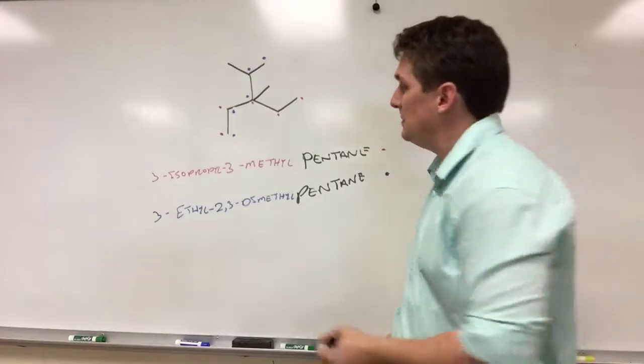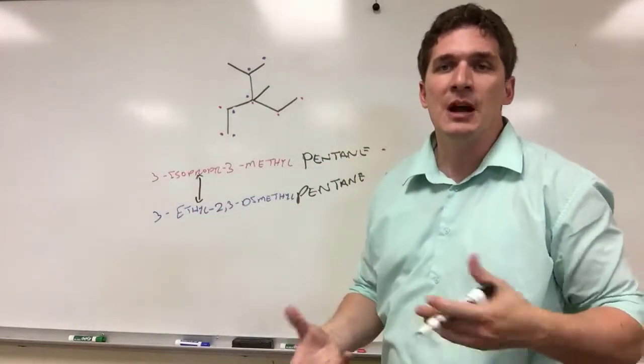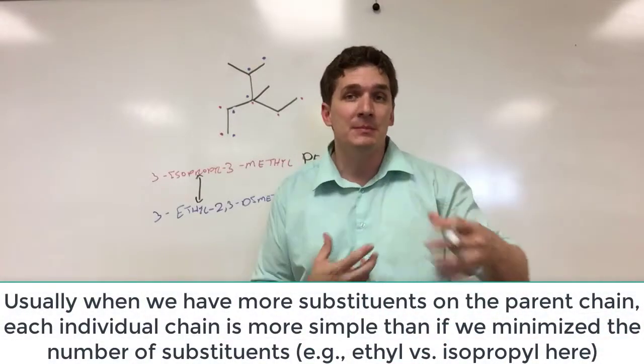The reason being is that if you compare these two, we have an ethyl versus an isopropyl. An isopropyl is a more complicated group, and what we want to do is create a whole bunch of groups on the parent chain because that will make them easier to name.